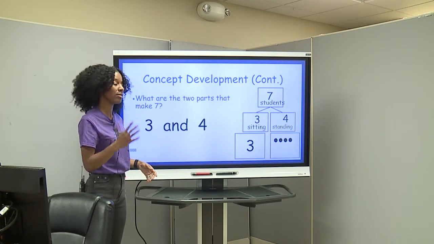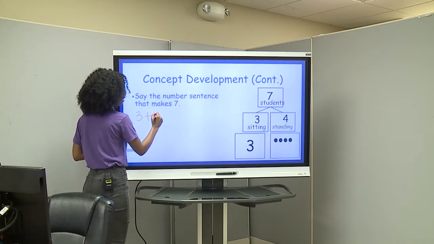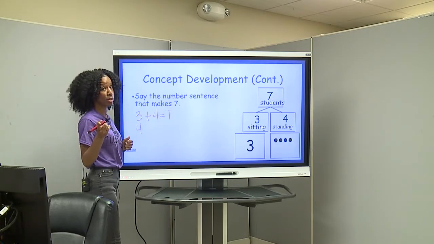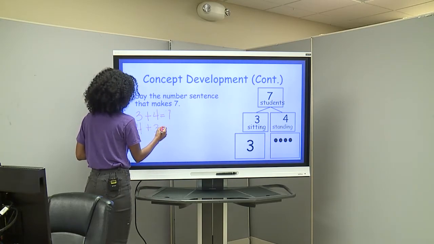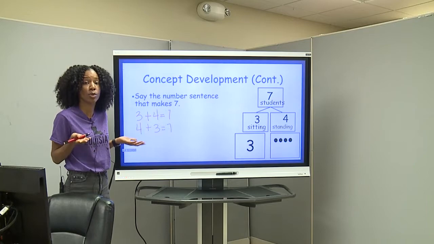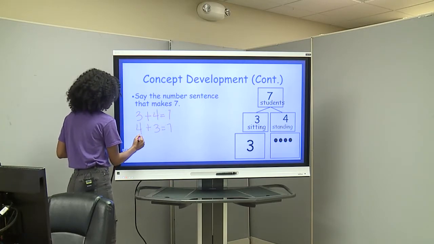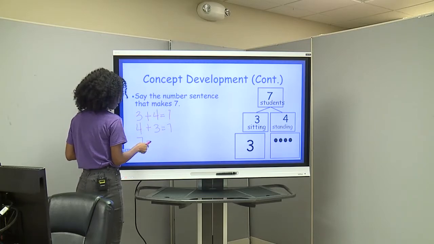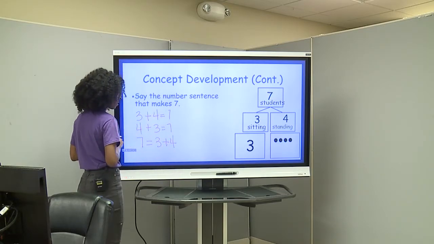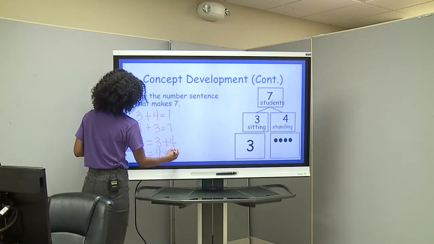Now it's time for us to write our number sentences. And we can write 4 different number sentences. Okay, you guys ready? All right, let's start with 3 students sitting plus 4 students standing equals a total number of 7 students. We can start with the students standing first. 4 students standing plus 3 students sitting equals a total number of 7 students. This time we can switch it over and write two number sentences where our total students are first, and our number of sitting and standing students are going to switch. So we're going to have the 7 total students equals, remember you have to put the equal sign, 3 students sitting plus 4 students standing. Or we can write 7 total students equal 4 students standing plus 3 students sitting.